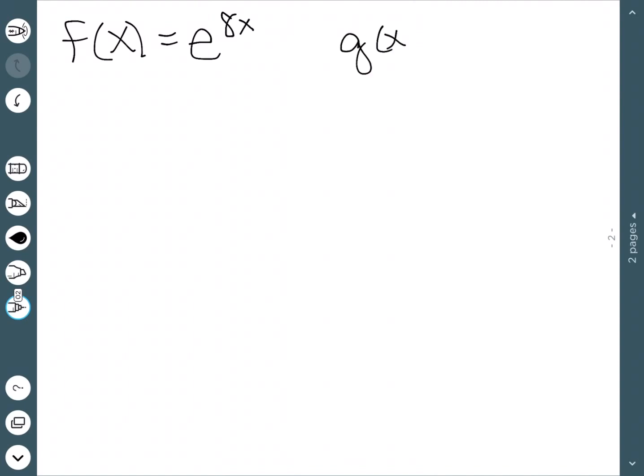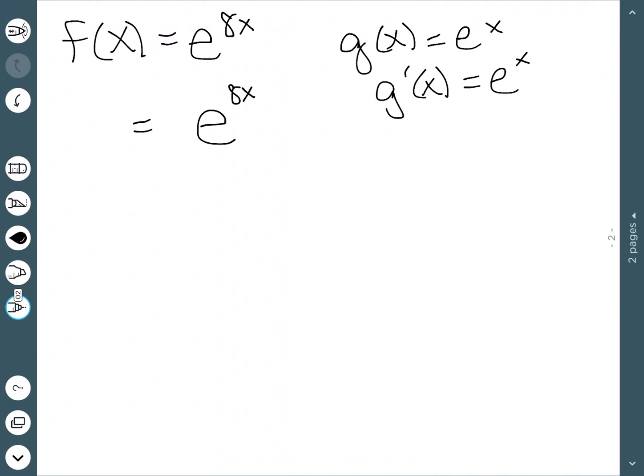So I can say that g of x is e to the x, and we know the derivative of that is just e to the x. And this is essentially what we're doing. We're taking the derivative of e to the x, which is just e to the x, and then we have to take the derivative of the inside. The derivative of, in this case, the exponent. The derivative of 8x is 8. And so this is where this comes from.